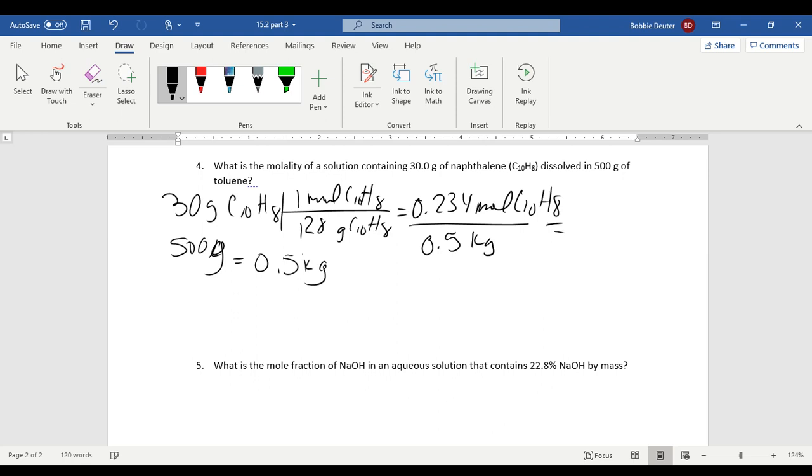And so then what we get for this is a 0.468 molality of our solution of C10H8. And remember, a solution containing 1 mole of solute per kilogram of solvent is a molal solution. So now let's look at molar fraction.